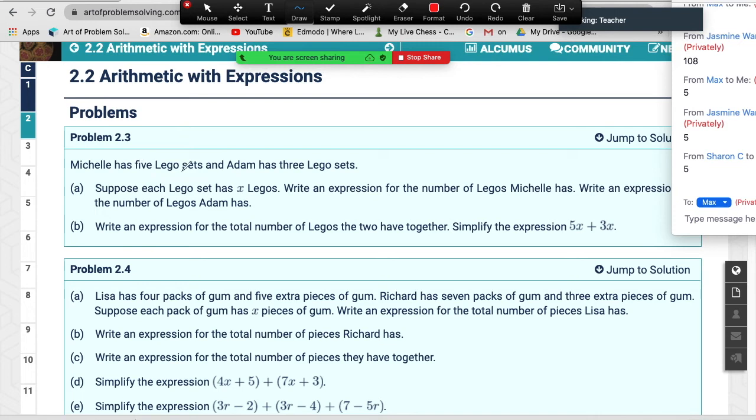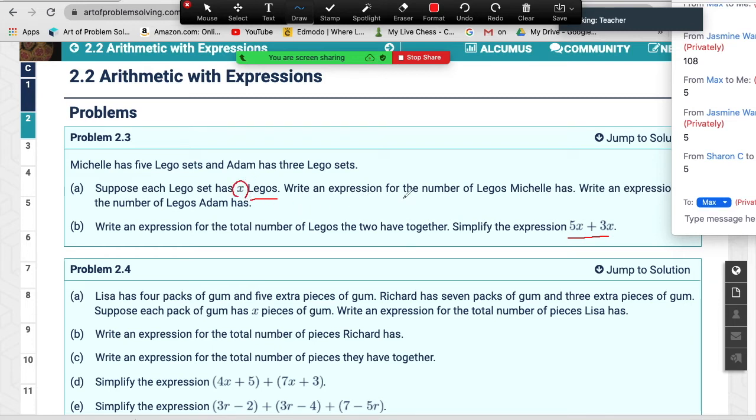Let's give you example 2.3. Michelle has 5 Lego sets and Adam has 3 Lego sets. And suppose each set has x Legos. Write an expression for the number of Legos Michelle has. Write an expression for the number of Legos Adam has. Write an expression for the total number of Legos the two have together. Simplify the expression 5x plus 3x. Okay, so now let's see. A. Suppose each Lego set has x Legos.